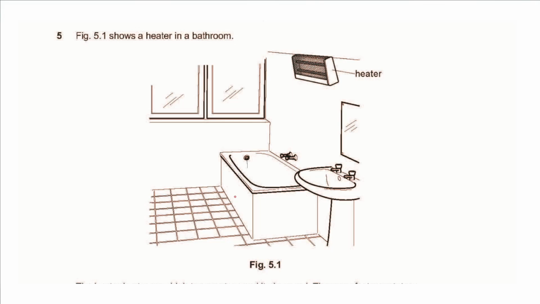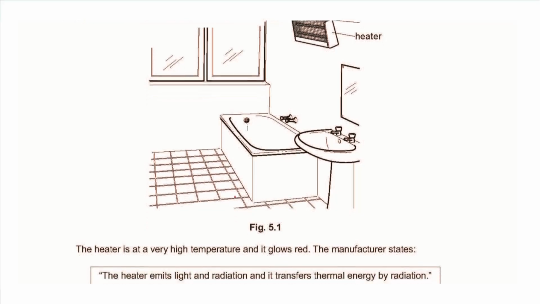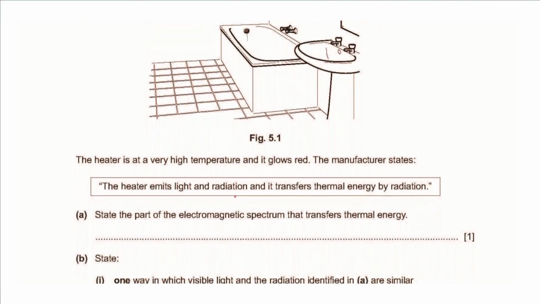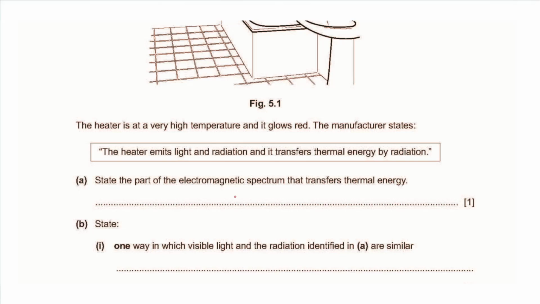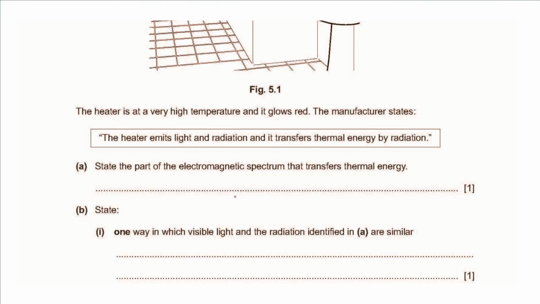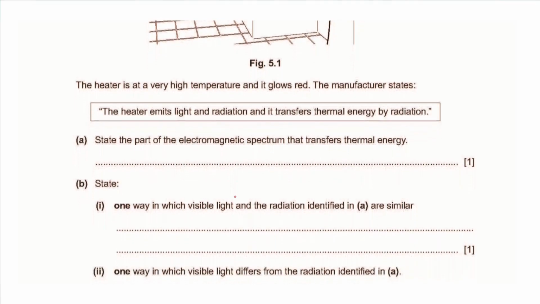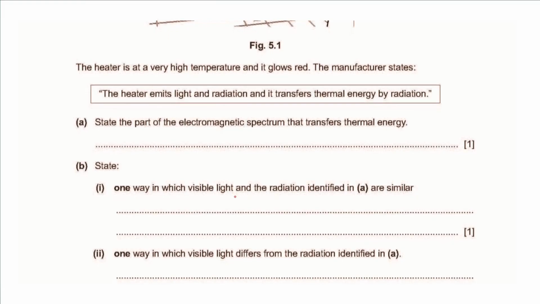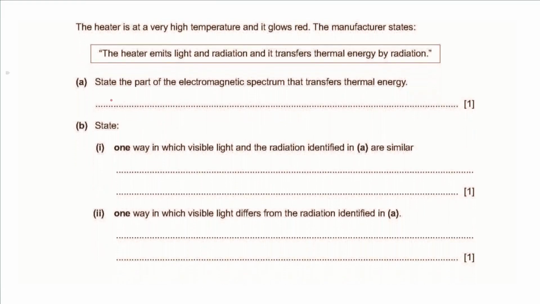Question 5 says figure 5.1 shows a heater in a bathroom. The heater is placed at the top here. The heater is at a very high temperature and it glows red. The manufacturer states the heater emits light and radiation and it transfers thermal energy by radiation. State the part of the electromagnetic spectrum that transfers thermal energy. That would be infrared radiation.